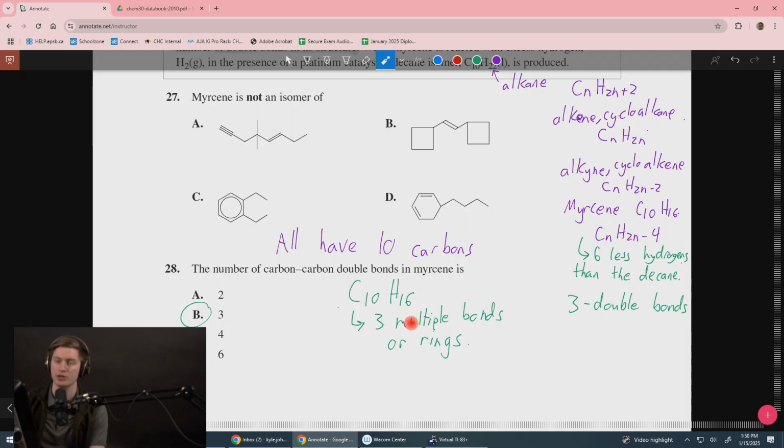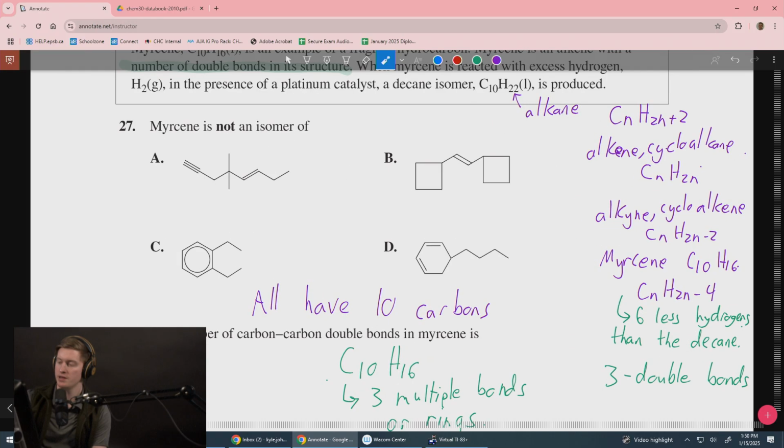They have to have 3 multiple bonds or rings. A, if you look at A, it's got a triple bond. That counts as 2 multiple bonds. And then we have a double bond. So this has 3 multiple bonds. So this would be an isomer, so A is not our answer.